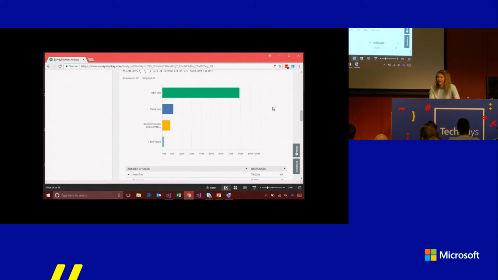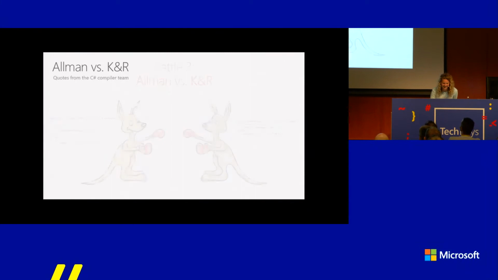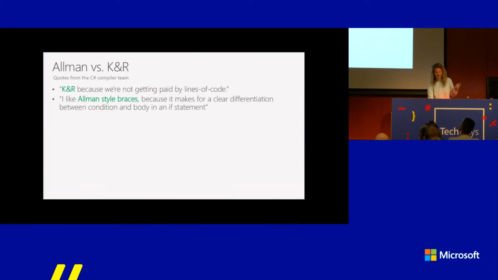The vast majority prefer the Visual Studio default, and that's why we can't change the default. So when you're wondering why it has to be Allman braces, that was why. Again, the compiler team does not prefer the default. Oh, but then they do.